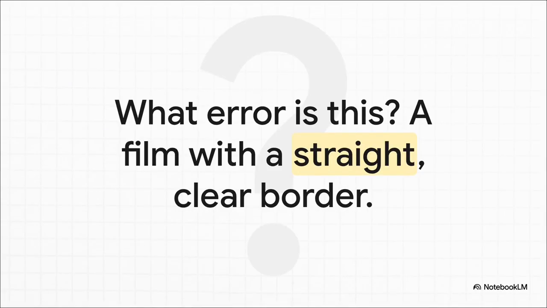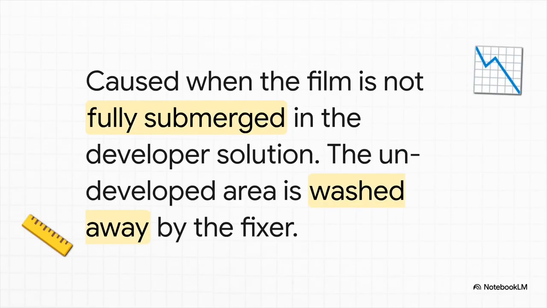Okay, time to play detective. Take a look at this film. You can see part of the image, but then there's this perfectly straight, totally clear border on one side. What on earth could cause that? Any ideas? That is a textbook case of developer cutoff.